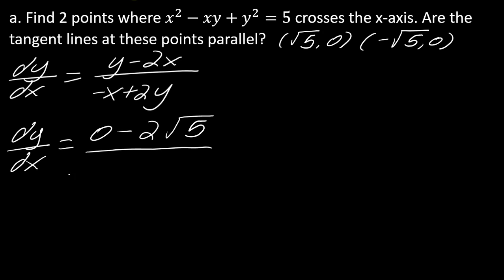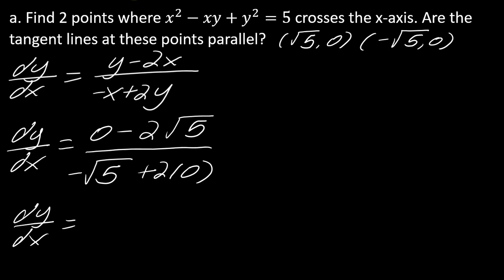And then this will be negative square root of 5 plus 2 times 0. So if I simplify all of this, I get negative 2 square root of 5 over the negative square root of 5. And so those just all cancel out, so I just get 2 as my slope here. So that was the first point.